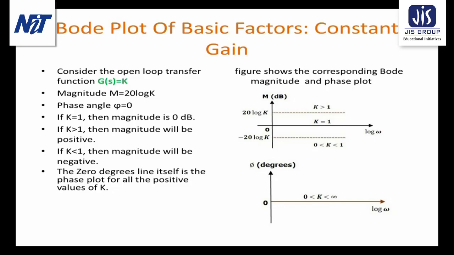So, there are total 8 basic factors. Among those, in this video lecture, we will consider the constant gain K, the integral factor, that means a pole at origin, the derivative factor, that is the zero at origin, the first order factor in the denominator, that means pole on the real axis, the first order factor in the numerator, that is a zero on the real axis, and the first order factors with repeated poles or zeros. So, let's start with the Bode plot of basic factors such as constant gain.